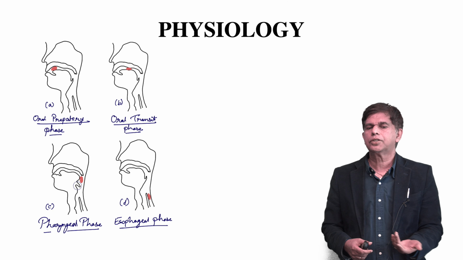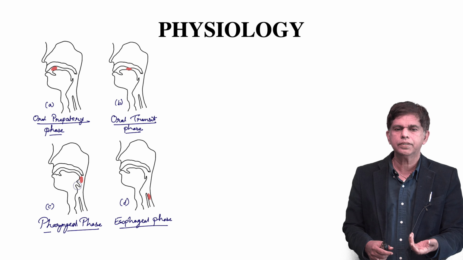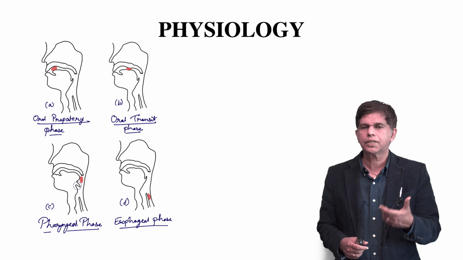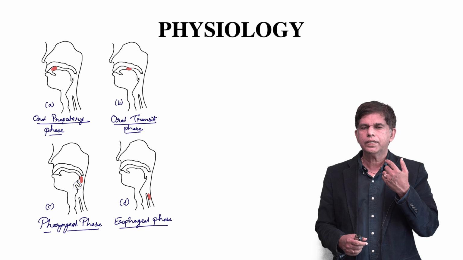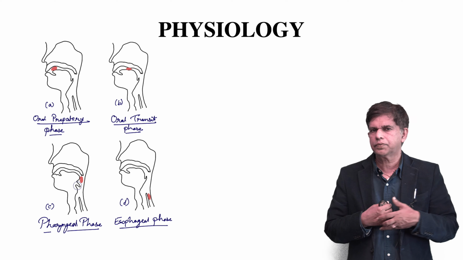So this is the normal physiology, and we've got a nice diagram. We have the oral preparatory phase, oral transit phase, pharyngeal phase, and the esophageal phase. The main thing you have to know is that it takes almost up to 20 seconds for the food to usually reach the esophagus.